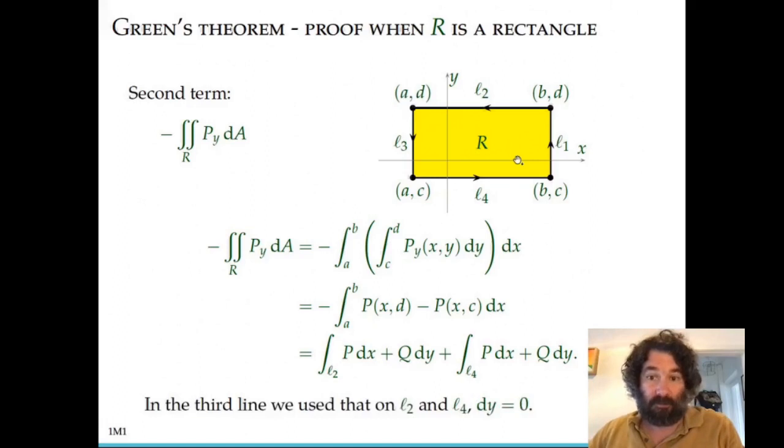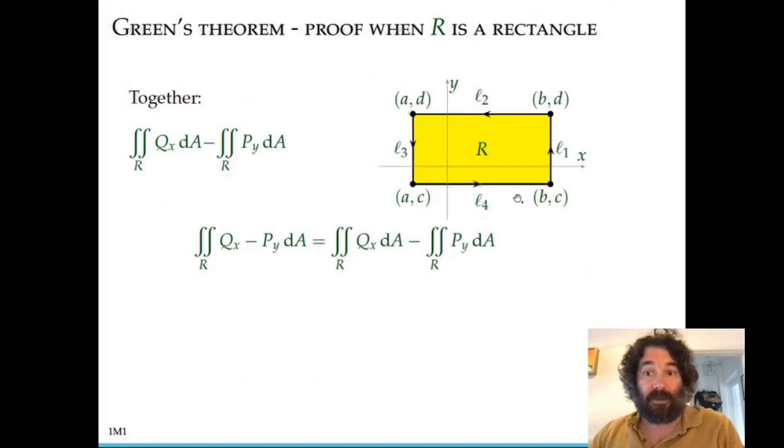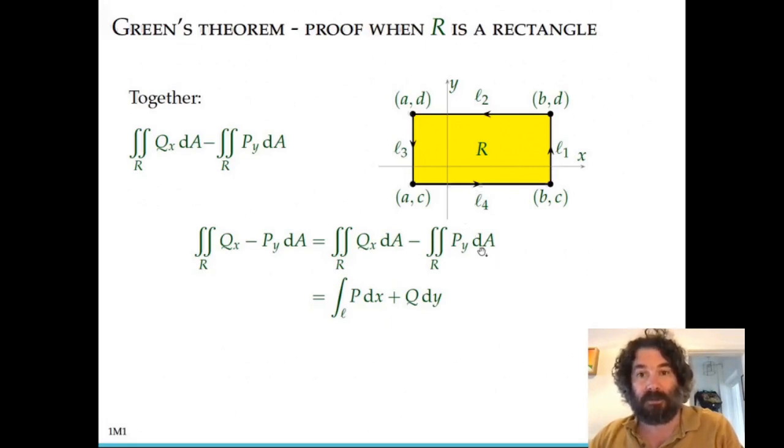Note that in the third line here, converting into line integrals, we've used the fact that on L2 and L4, dy equals 0, because y is a constant on each of those two lines, similar to the example that we did before this. So we've figured out what the two terms in the double integral are. We've simplified them. And so we can combine this together, and we get that the double integral of Qx gives us the line integrals over L1 and L3, and then the negative double integral of Py gives us the line integrals over L4 and L2.